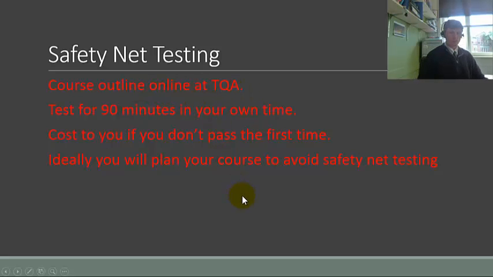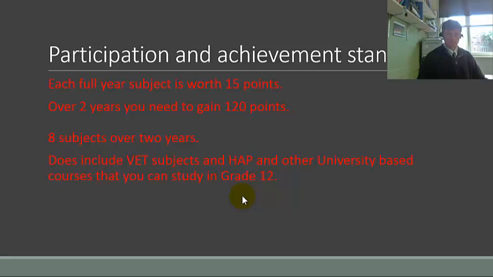In terms of participation and achievement, every subject is worth 15 points, every full year subject. And over 2 years, you must gain 120. So that's 8 lots of 15, 4 every year. So most people do 60 points a year. It does include VET subjects and higher achievement programs at the university, which also count for 15 points. So whatever you do there, as long as you have 4 subjects per year, it gets you the 120 points requirement.